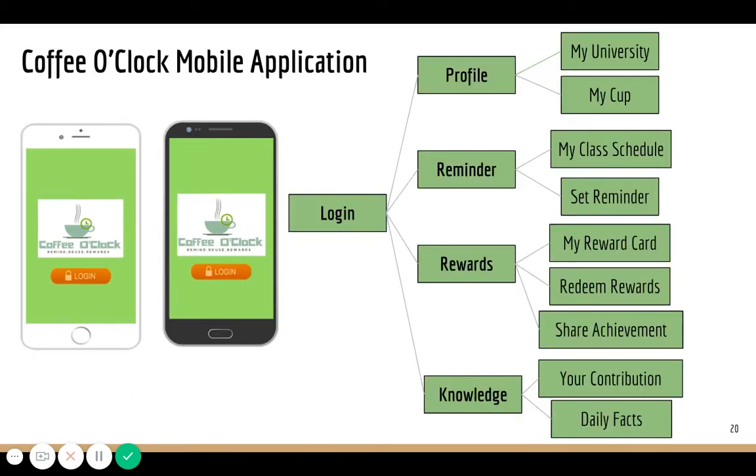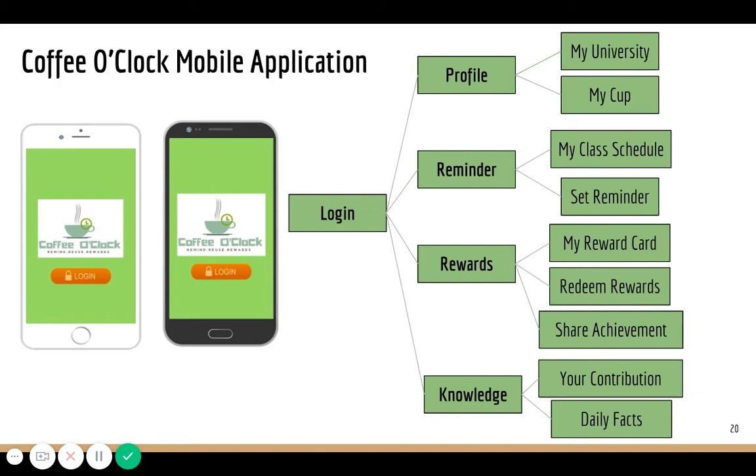For the Coffee O'Clock mobile application, it begins with the login page. The home page will contain four main sections, which are Profile, Reminder, Rewards, and Knowledge. Let's look at what each section does. Firstly, in the profile, users will be able to add their university and their own reusable cups.